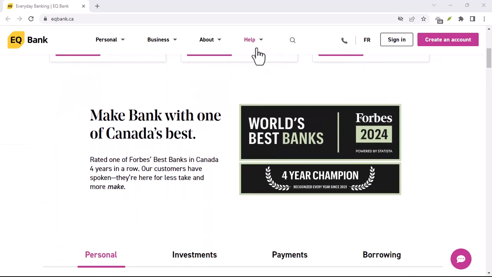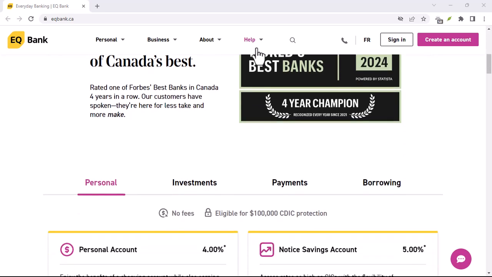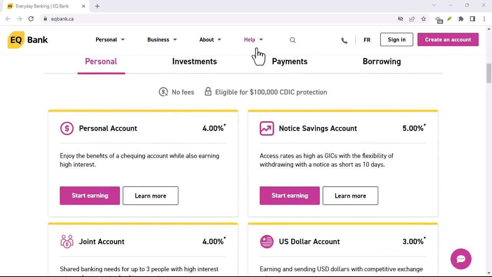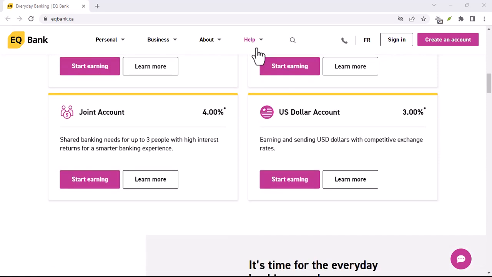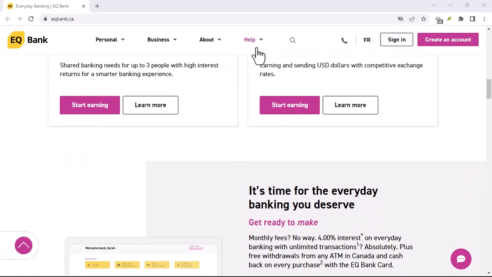Today, I'm going to be talking about how Equitable Bank calculates interest. This is a question that I get asked a lot, so I thought it would be a good idea to do a video on it.